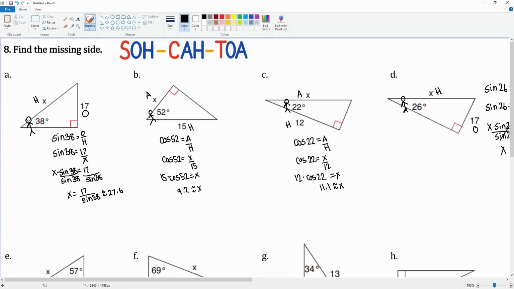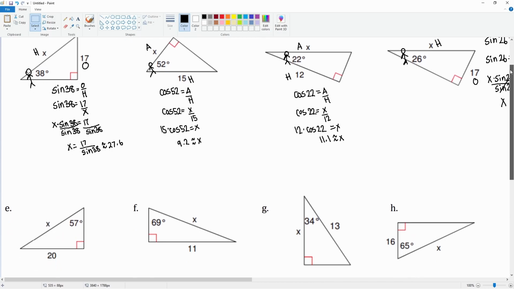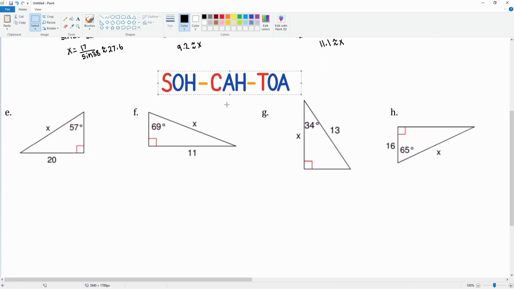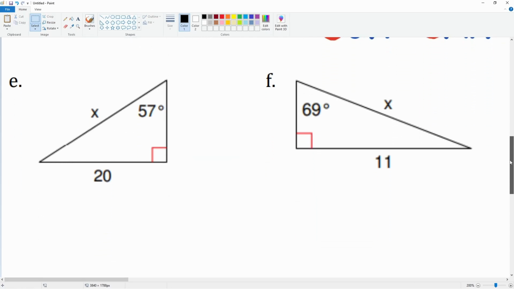Welcome back. This is the second part of 8, where we're setting up the trig ratio to solve for our missing side. So here is our trig ratio, SOH CAH TOA, for some reference. All right, let's do E here.